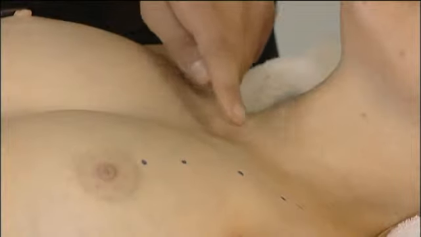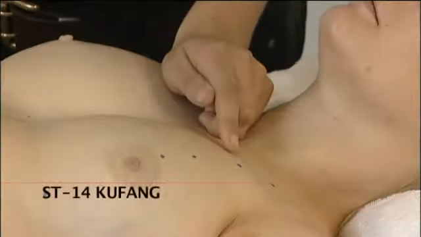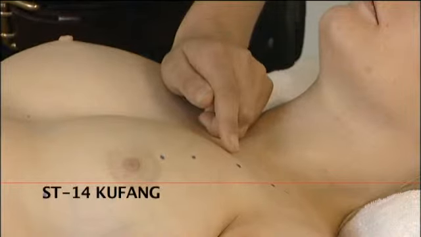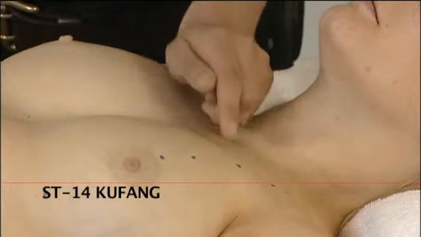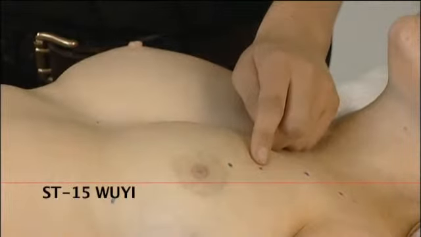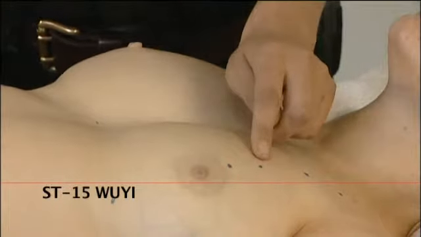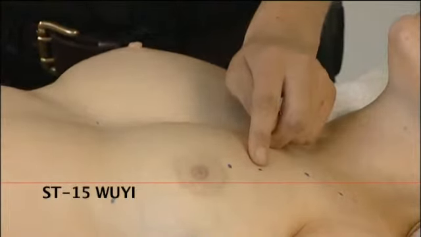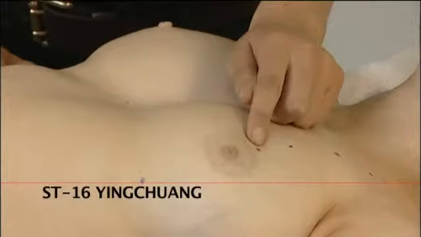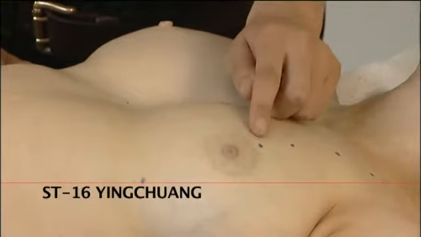Stomach 13 is on the inferior border of the clavicle, 4 cun lateral from the midline. Stomach 14 is in the first intercostal space, 4 cun lateral from the midline. Stomach 15 is in the second intercostal space, 4 cun lateral from the midline. Stomach 16 is in the third intercostal space, 4 cun lateral from the midline.